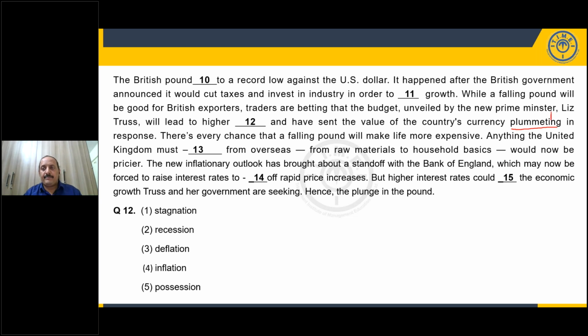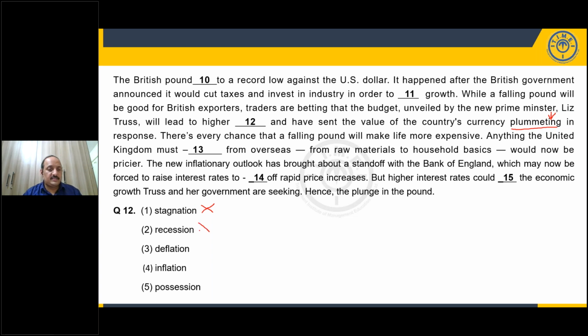So why would people be scared and why would they send the value of the currency falling down? Because they're somewhere worried that due to this budget, the prices might increase. That's when people are going to get scared. So we need something like inflation, which means a rise in prices. So what is stagnation? Stagnation is basically when inflation happens, but with stagnated growth. But that's not what we are talking about. So we are basically talking about a situation where there's only inflation. Stagnation is a case where there's inflation along with low growth. That would be irrelevant over here.